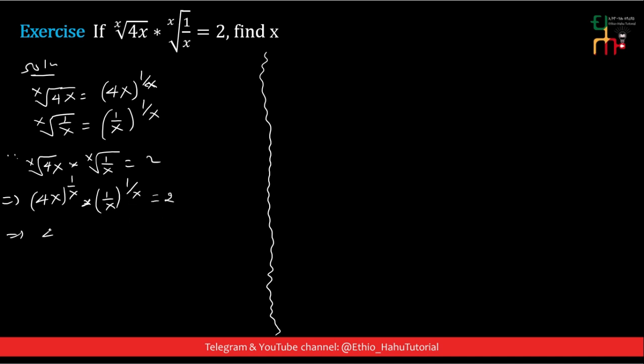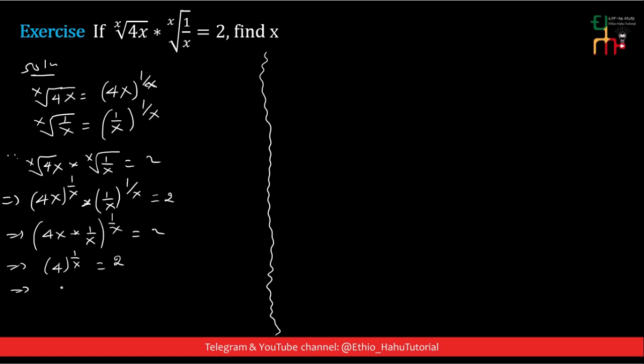This simplifies to (4x times 1 over x) the whole raised to 1 over x is equal to 2. This implies x cancels with x. We are left with 4 to the power of 1 over x is equal to 2.